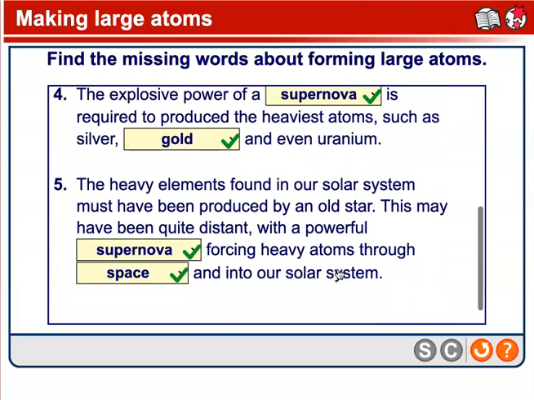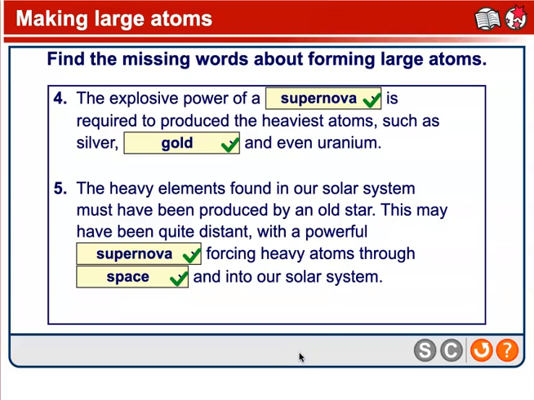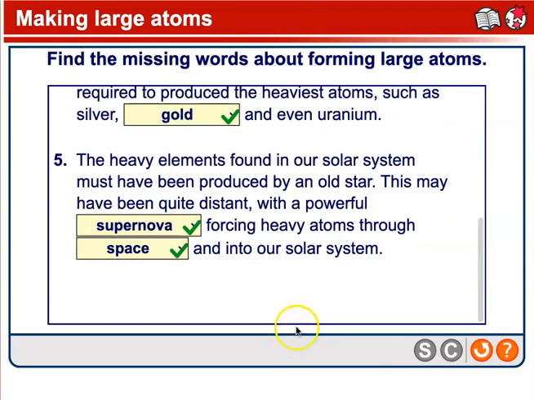The explosive power of a supernova is required to produce the heaviest atoms, such as silver, gold, and even uranium. And the heavy elements found in our solar system must have been produced by an old star. This may have been quite distant, with a powerful supernova forcing heavy atoms through space and into our solar system.